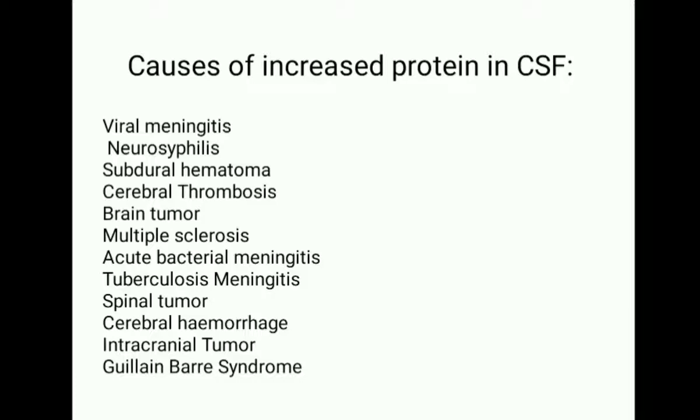Then we have tuberculous meningitis. Then we have spinal tumor. Then we have cerebral hemorrhage. Cerebral hemorrhage is the condition in which a ruptured blood vessel causes bleeding inside the brain. Then intracranial tumor, that is again brain tumor. Then we have Guillain-Barré syndrome. Guillain-Barré syndrome is a rare disorder in which the body's immune system attacks nerves. This is a very rare syndrome actually.